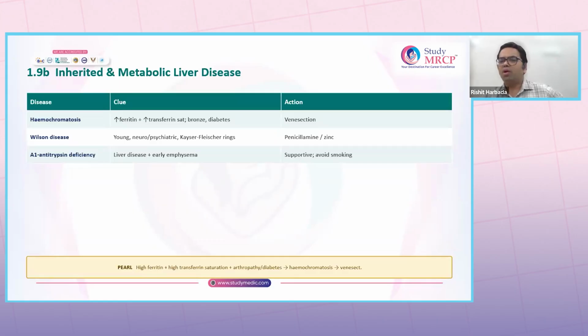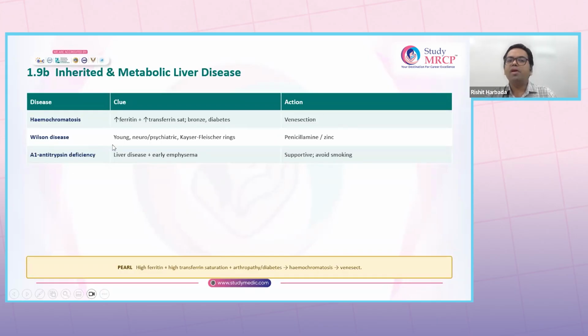Next, just very, very important, which you will always have to remember for your exams, because these are commonly asked in MRCP exams, are the various inherited and metabolic diseases. So hemochromatosis we have already discussed, where increased ferritin and transferrin and diabetes is present. The treatment is venesection.